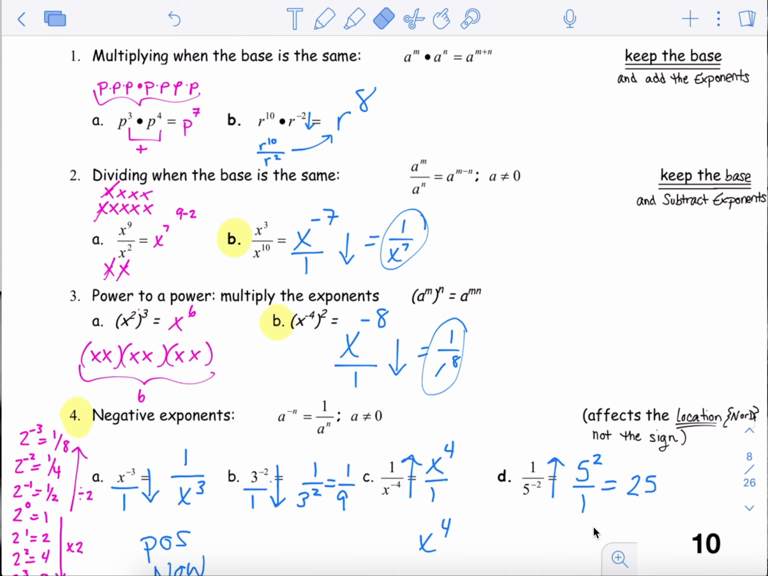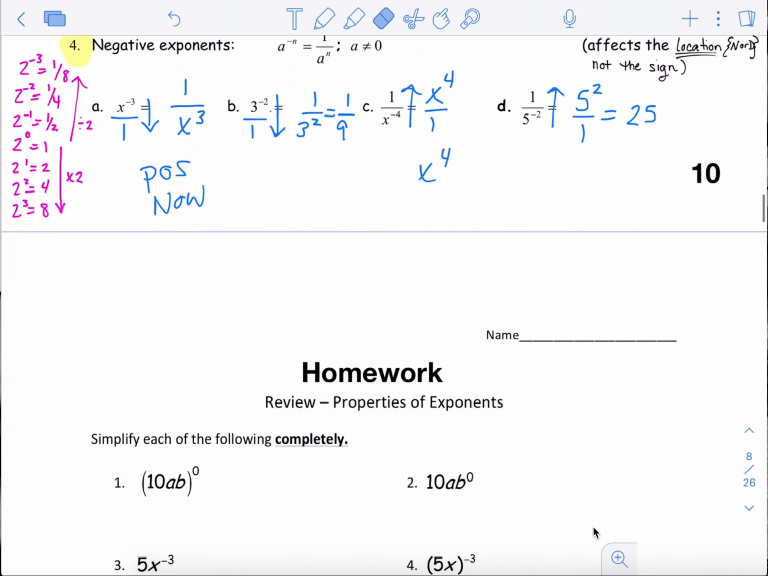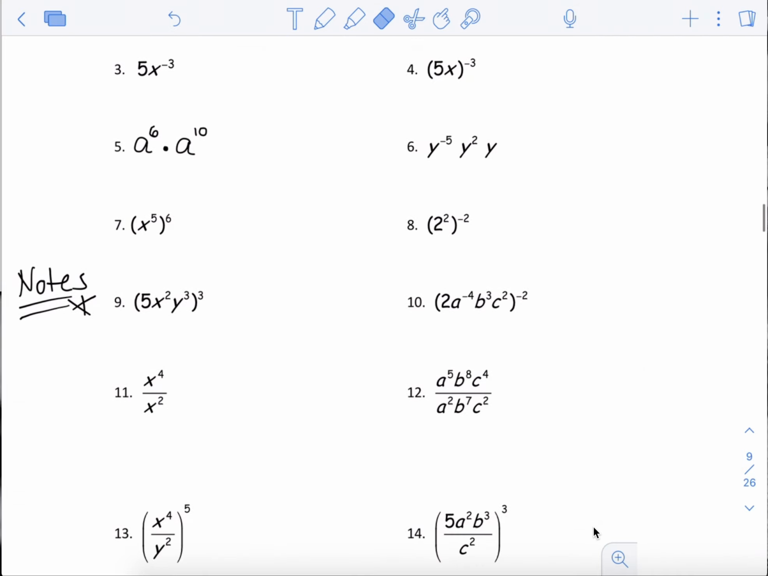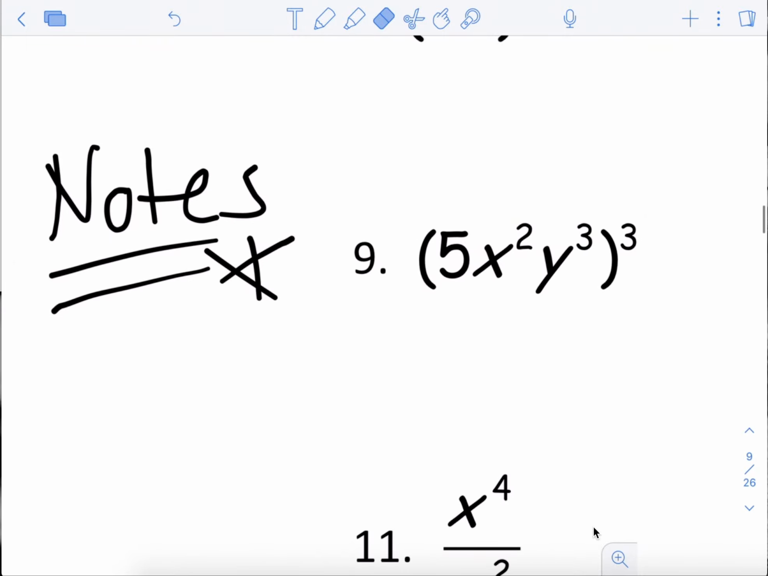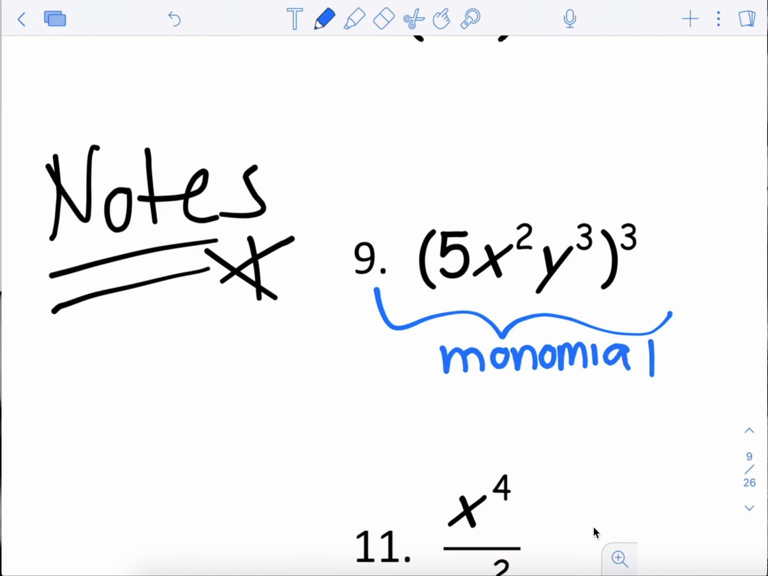If you'll slide to the next page, let's do number 9 real quick, because there wasn't really one like this in the notes. Okay, another rule in exponent land is if there are no plus signs, no minus signs, as in this is a monomial. So I'll say that one more time. There are no pluses or minuses. It's a monomial. That means that you can distribute this outside exponent to all of the exponents inside.